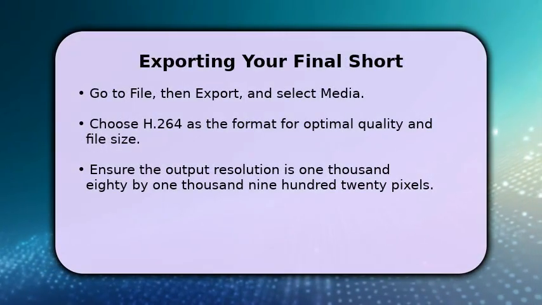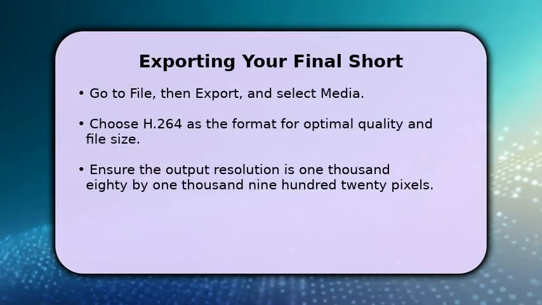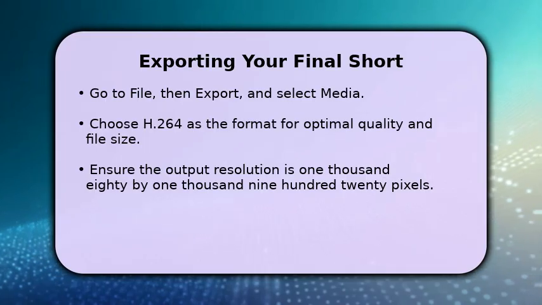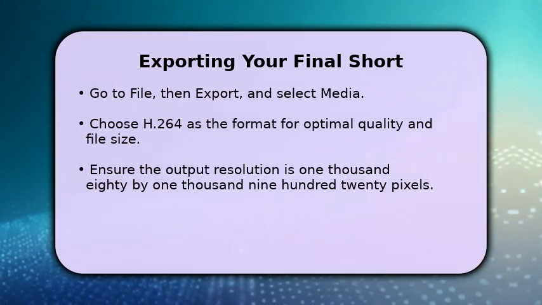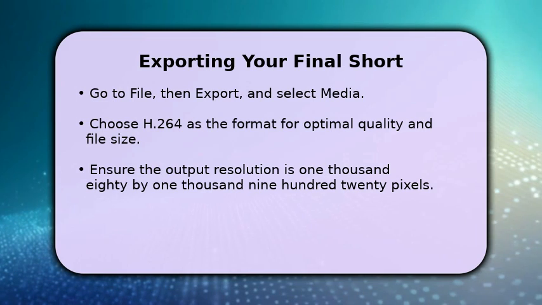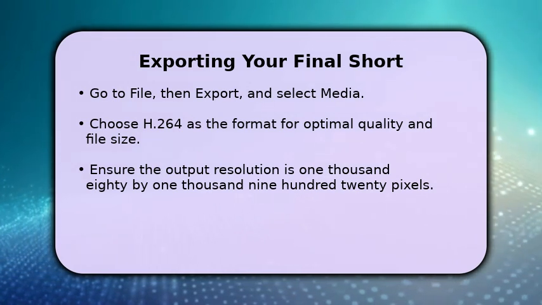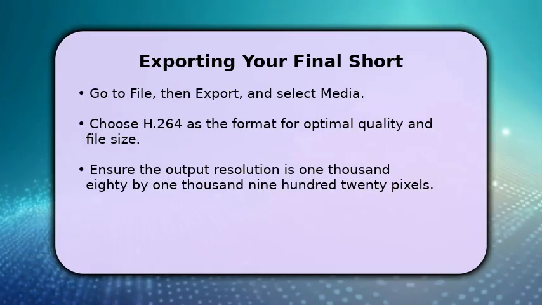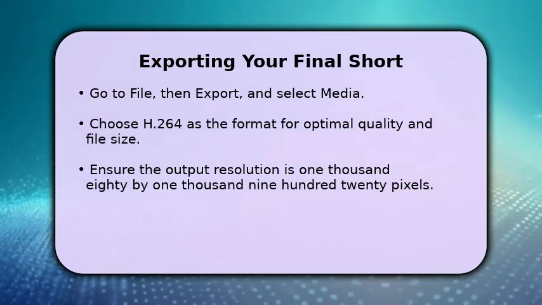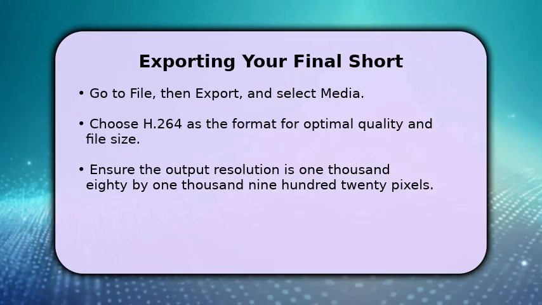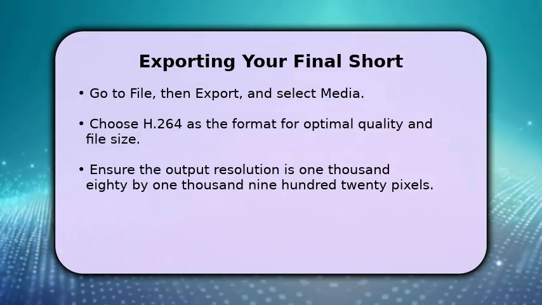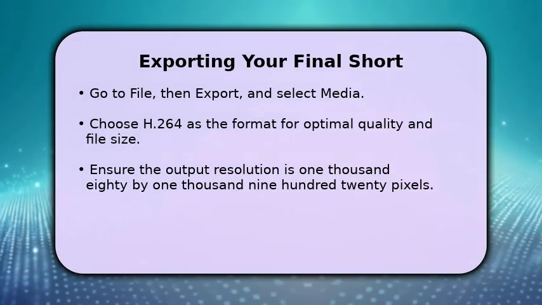Finally, it's time to export your YouTube short. Go to File, then Export, and select Media. In the export settings, choose H.264 as your format. It's excellent for YouTube. Double-check that your output resolution is still 1080 by 1920 pixels. This ensures it remains in the correct vertical format. Give your file a clear name, choose where to save it, and hit Export.